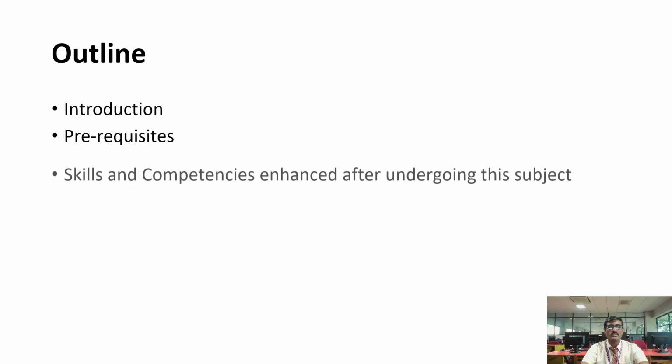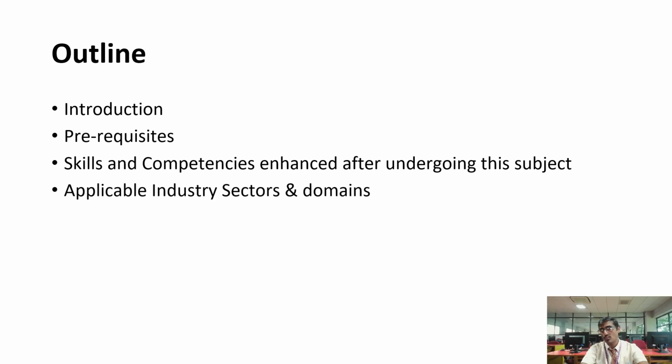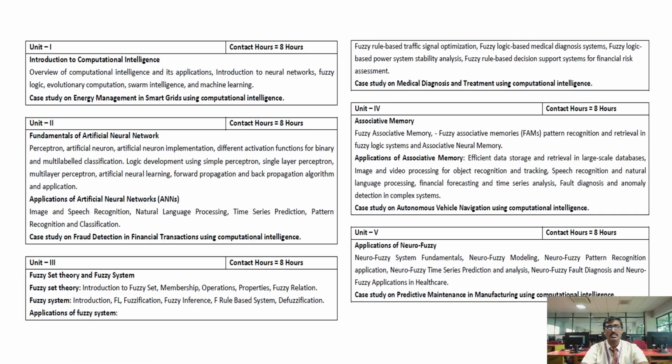This is the outline of the presentation: introduction, prerequisites, skills and competencies enhanced after undergoing this subject, applicable industry sectors and domains, industries offering job opportunities, and job roles in the market. This is the brief syllabus. Initially, you'll go through the introduction of computational intelligence, where an overview will be given. Here you'll study neural networks, fuzzy logic, evolutionary computation, swarm intelligence, and machine learning.